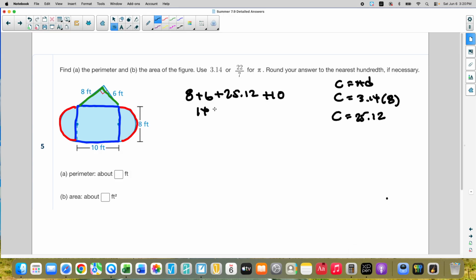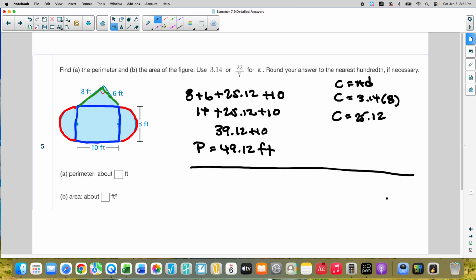That's 14 plus 25.12 gives us 39.12, plus 10, which is 49.12 feet would be the perimeter.